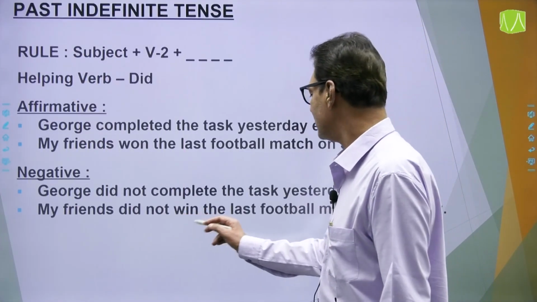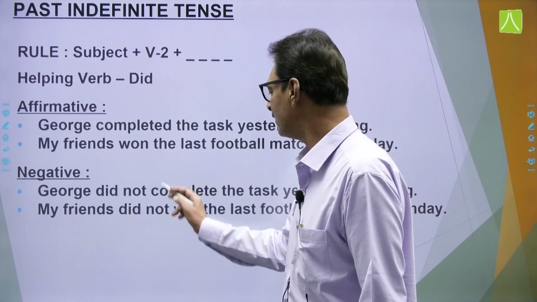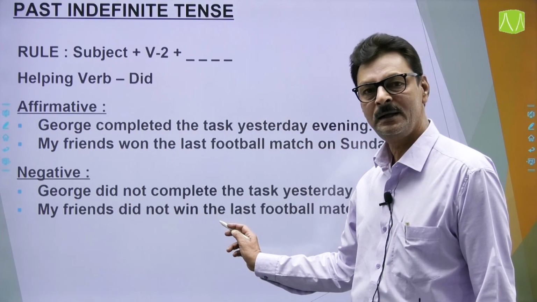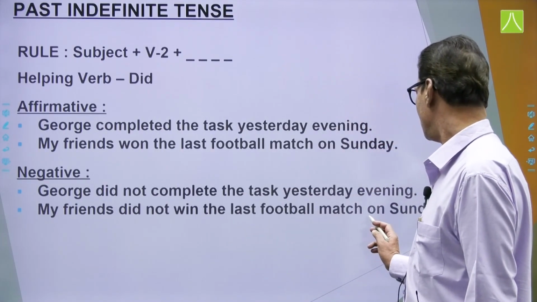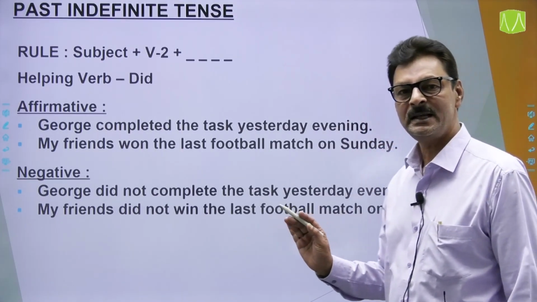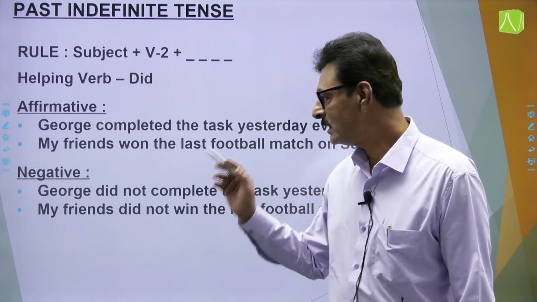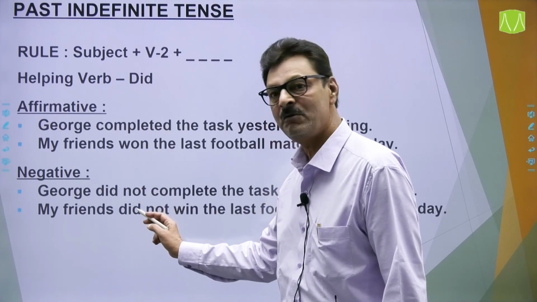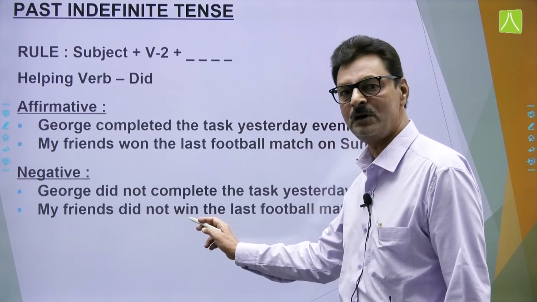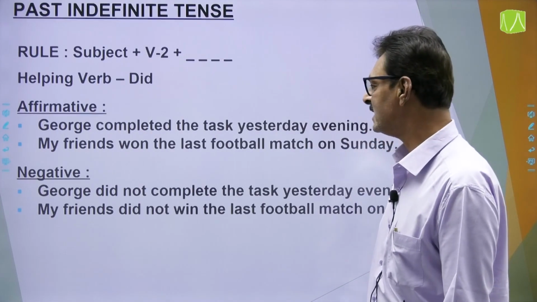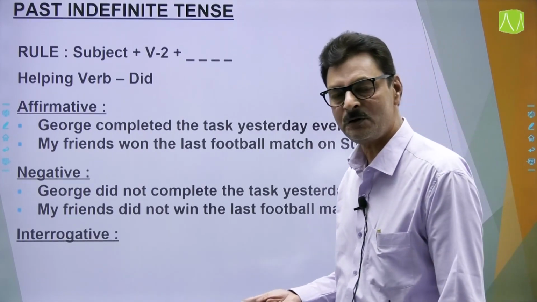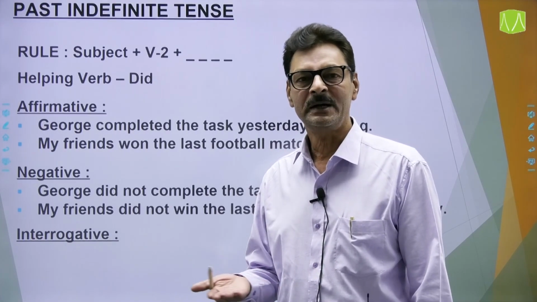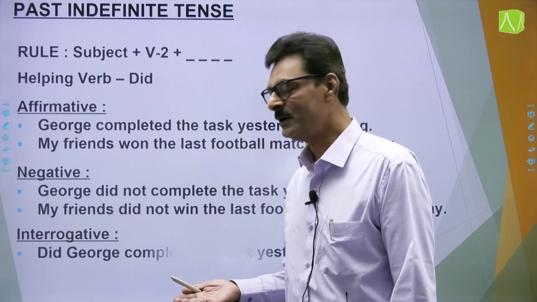Next, my friends did not win the last football match. Win का second form won. So my friends did not win the last football match on Sunday. I hope this thing is very clear. Pay attention to this. Mistakes यहाँ पर मत करना. एक ही जगह chances है ज़्यादातर. As soon as we use the helping verb did, the verb changes into the first form. Rest the things are easy. If you want to make the sentence interrogative, start the sentence with the helping verb, end it with a question mark. Automatically, the sentence changes into the interrogative statement.